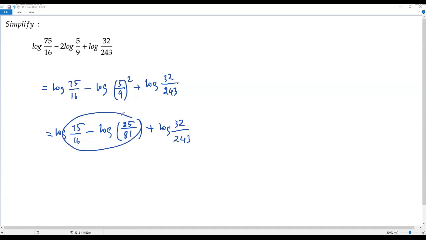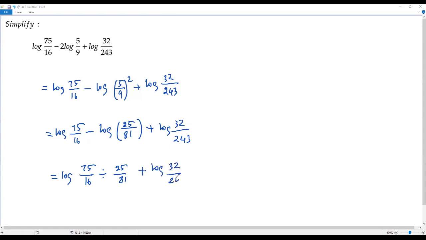Okay, here two logarithms are in subtraction, and also the base for any logarithm is not given. So in a logarithm, if the base is not given, we have to understand it's a common logarithm. That is, the base has to be 10 over here, here, everywhere. Okay, here we subtract two logarithms with the same base, it is base 10. So whenever we subtract two logarithms, we have to write the logarithm once with the base of what we have, and we have to divide the two arguments. That is 75 over 16 divided by the argument of the second logarithm, that is 25 over 81. I keep this as it is, that is positive log 32 over 243.